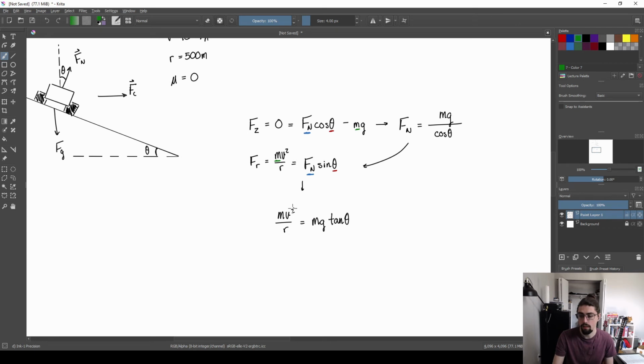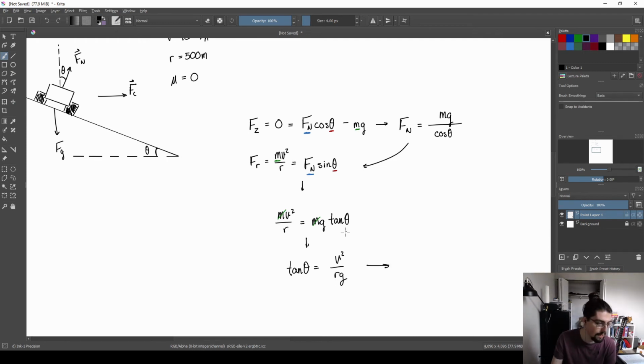The m's can cancel out. I don't need to bother about the mass because how much force you need is relative to the mass, and how much force is being provided is relative to the mass as well. So this should work for cars, trucks, semis, whatever you want to put on the road. It should work regardless of the mass, which is, I mean, a good thing at the end of the day. So then we're looking for theta. We need to rearrange just a little bit more. We would get the tangent of theta is equal to v squared over rg.